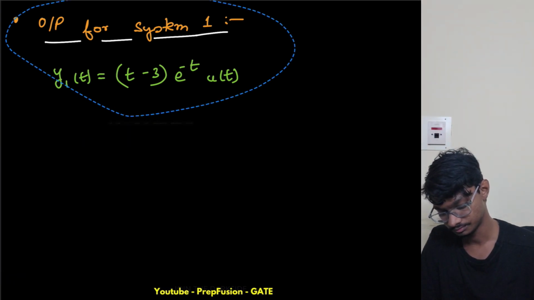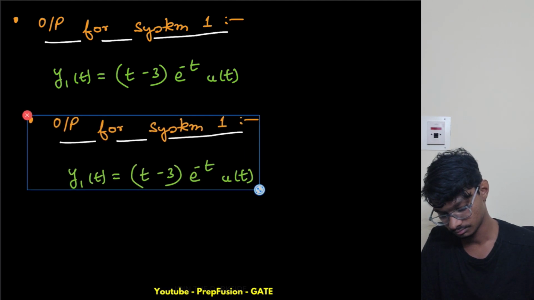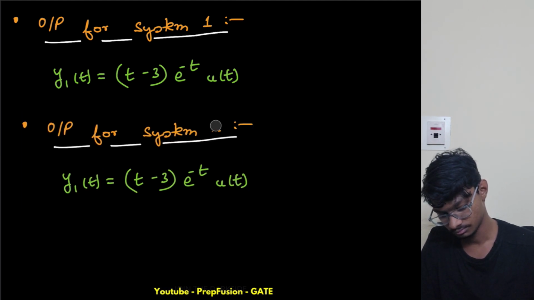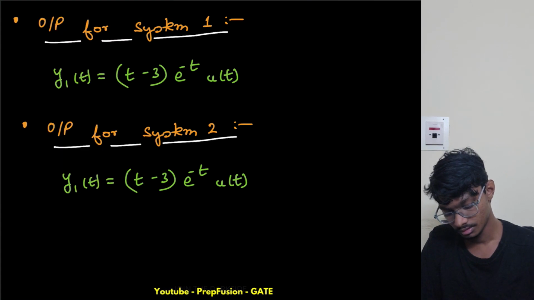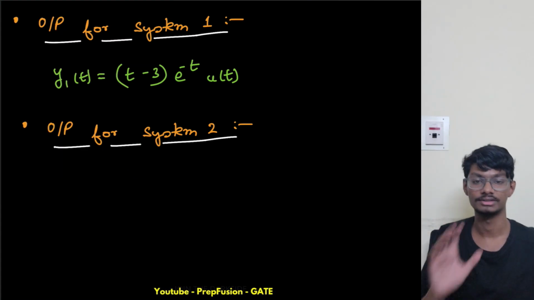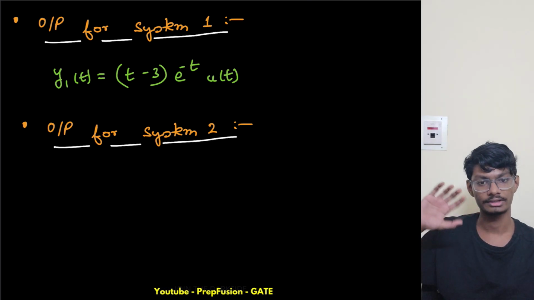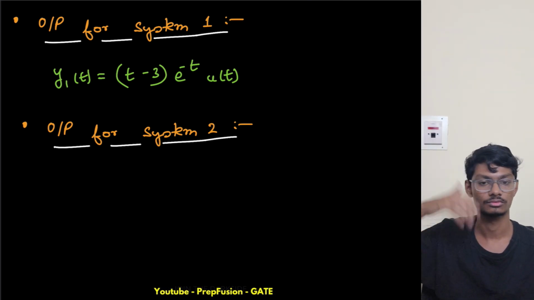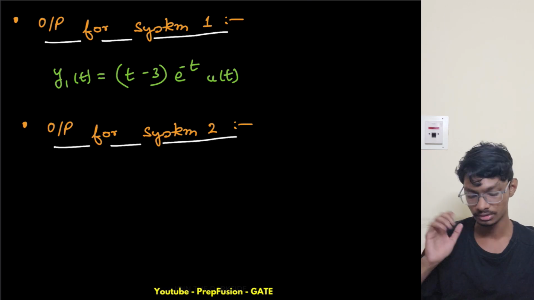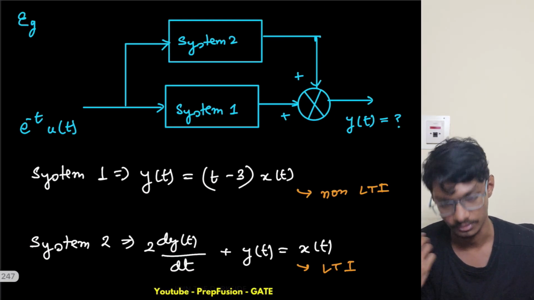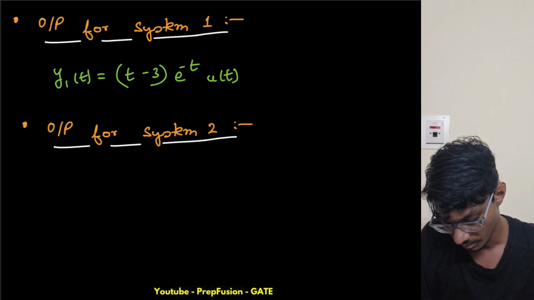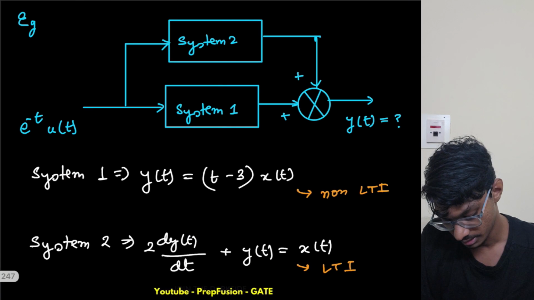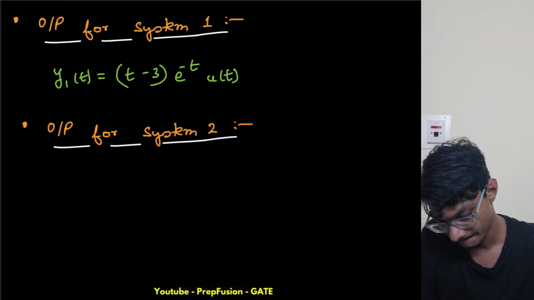Okay, now output for system 2, right? So what will be the output for system 2? Basically in this case, we'll find the Laplace transform. You can solve it as an ordinary differential equation also, I hope you remember from your mathematics class. But we can solve with Laplace transform. I will solve with Laplace transform, so I will take the Laplace transform of both sides. Let me write with a different color.